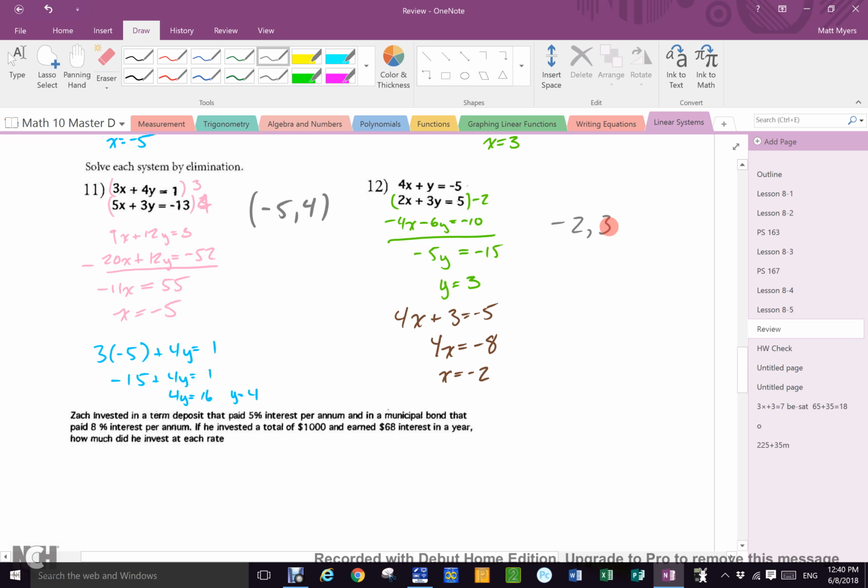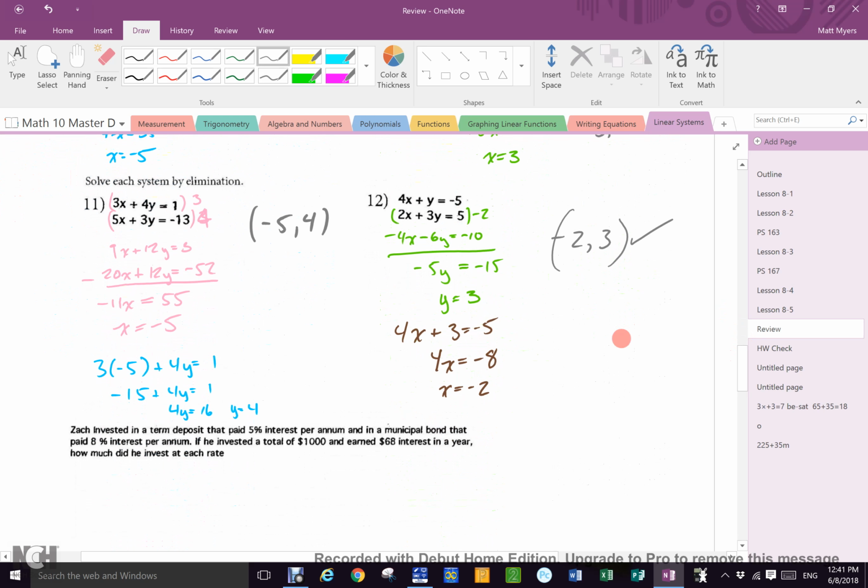And then I check. 4 times -2 is -8. -8 plus 3 is -5. 2 times -2 is -4. Plus 3 times 3 is 9. -4 plus 9 is 5. And I'm right. Every one of those, all 6 of them are worth 2 marks each. So that whole section is worth 12.